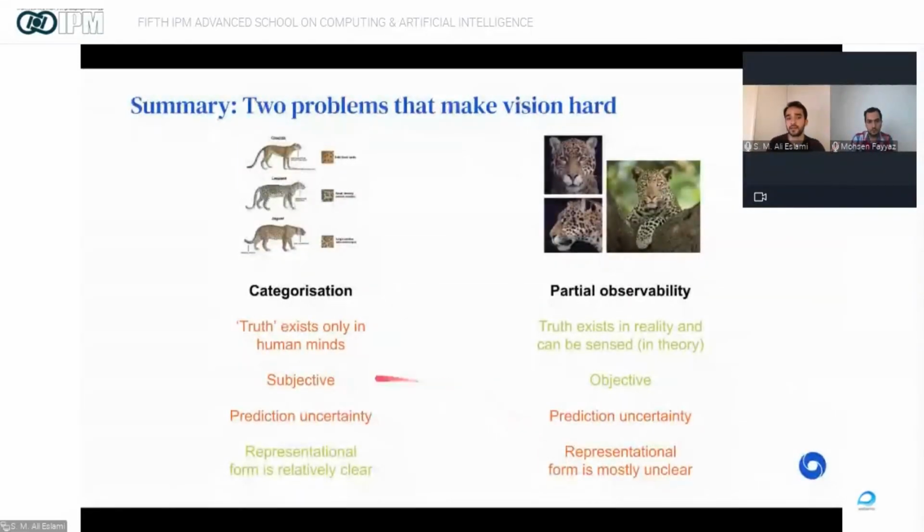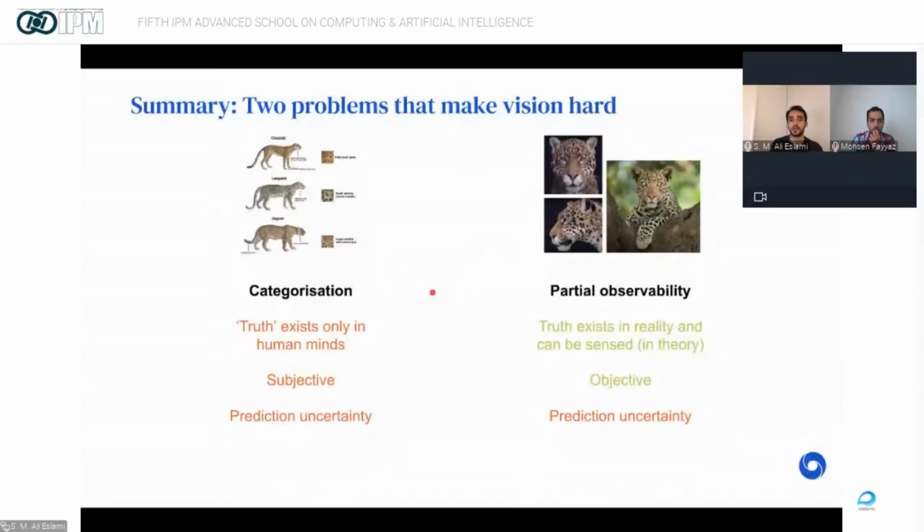And it's important to recognize that with categorization, the truth only exists in human brains. There is no true class cheetah or jaguar or leopard. Obviously, those differences exist, but we humans, we give them those names. Whereas the 3D configuration of these things actually does exist in real life. So if we had an alien come in, they would see the 3D world the same way we do, even though they might come up with very different names to describe those realities.